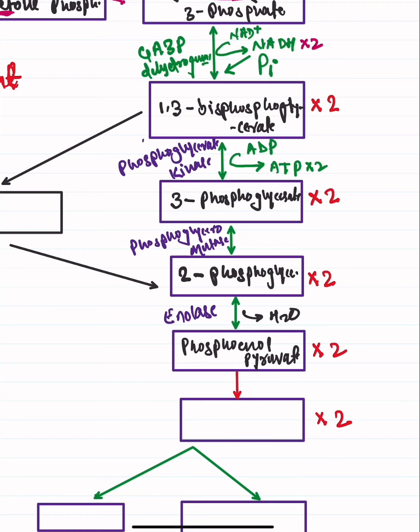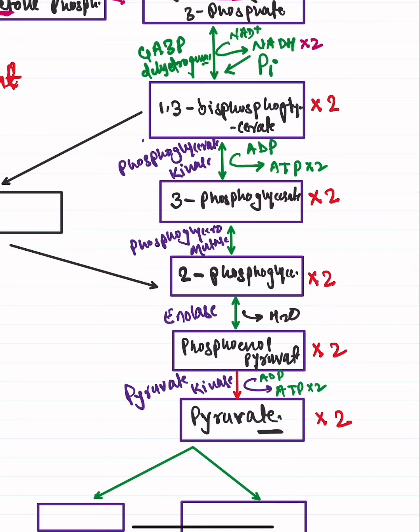And the next step is very important, in which we will again get energy in the form of ATP. So ADP will change into ATP. Of course, it's 2 molecules, right? Pyruvate kinase, right? Pyruvate kinase. And the final product, pyruvate, or you can also call it pyruvic acid. So we will get pyruvate, that is the final product here.